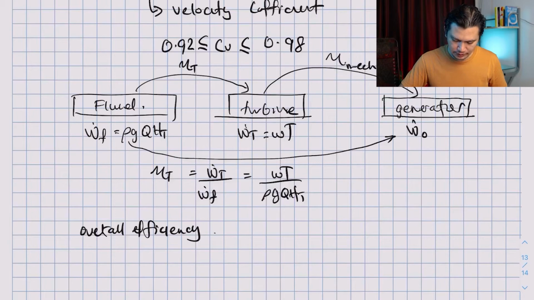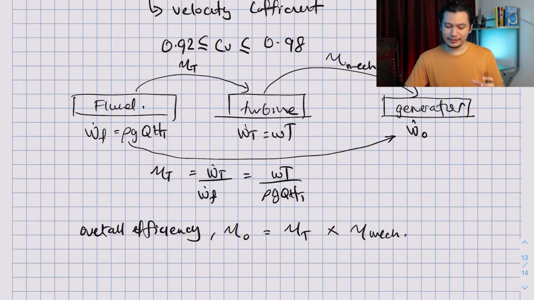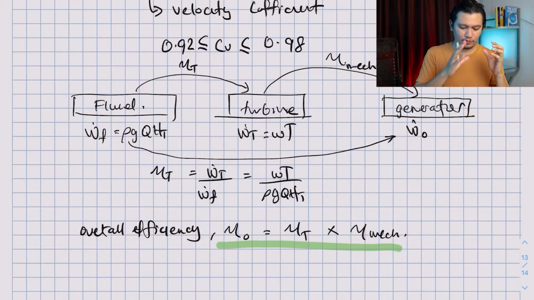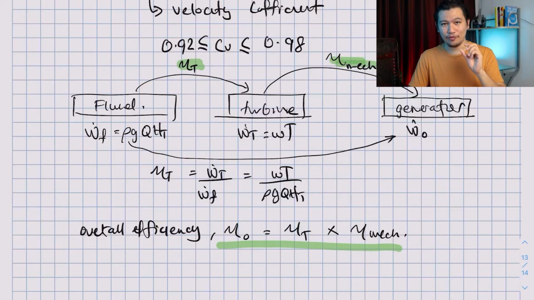Okay, and the overall efficiency, eta O, is the multiplication of the turbine efficiency, eta T, times the mechanical efficiency. Now you have the overall efficiency, meaning the efficiency from the fluid to the generator. From the fluid to the turbine it is called the turbine efficiency, and from the turbine to the generator it is called the mechanical efficiency. The combination of these two efficiencies is called the overall efficiency.